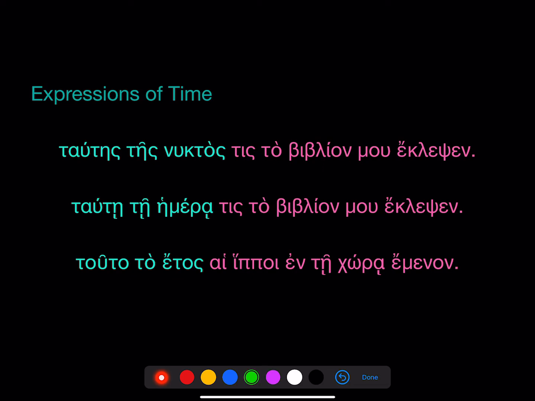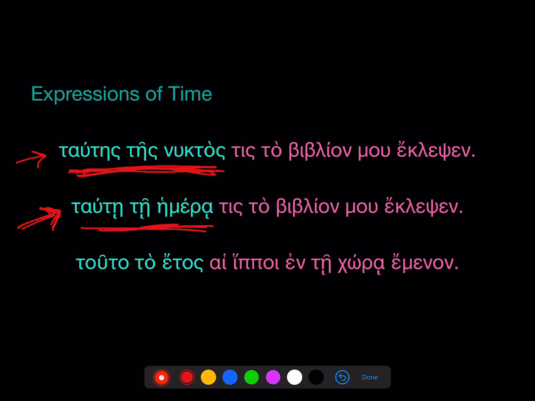Last thing, a few expressions of time. So, first, the genitive of time within which. Tautes tes nuktos, tis to biblion mou eklepsen. During that night, somebody stole my book. So during the night, genitive of time within which, at some point within the night. So during that night. Taute te hemera tis to biblion mou eklepsen. Dative of time when. On that day. So the day is being viewed as a point in time. On that day, somebody stole my book. Sometimes with this one, you'll have an en. But that's optional.